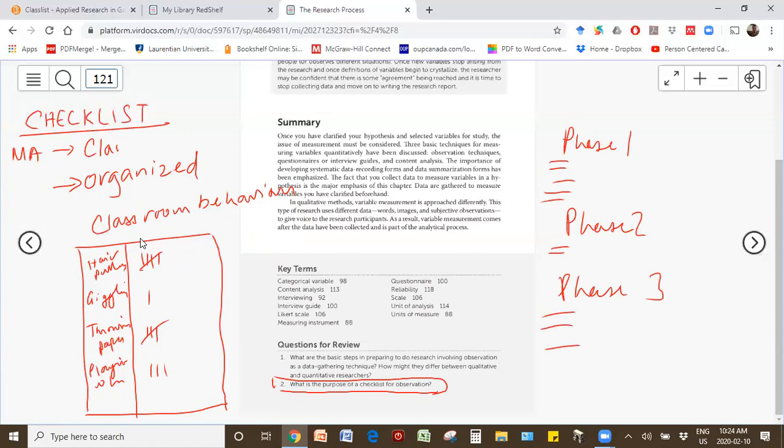And you go through each one, check, done this, done this, done this. No, that's not what they're looking for. So they're asking you more specifically a checklist for observation. And the checklist for observation is typically to help you collect data systematically.